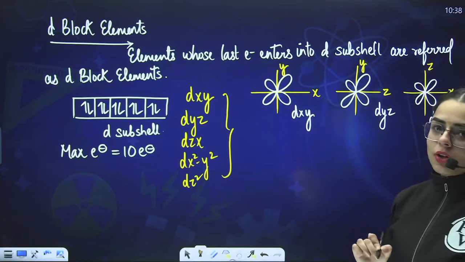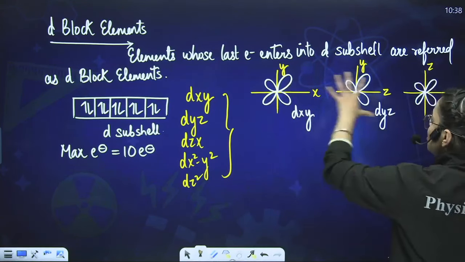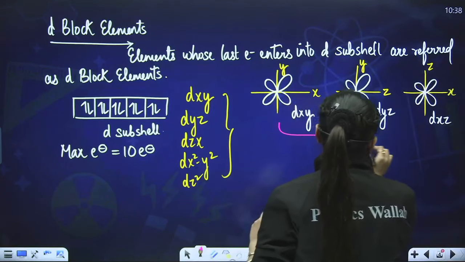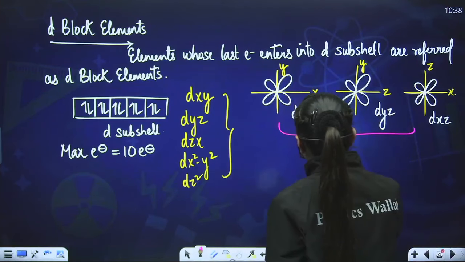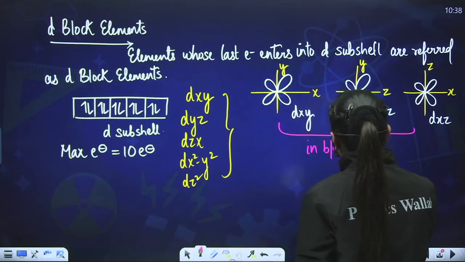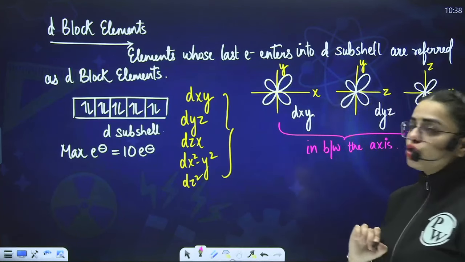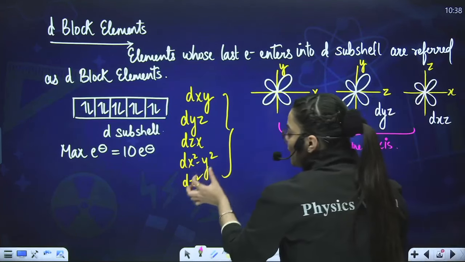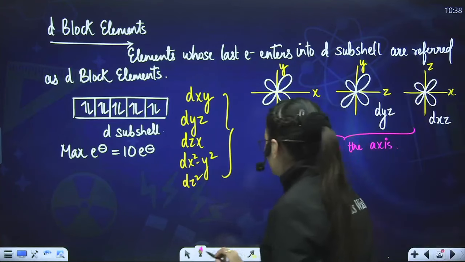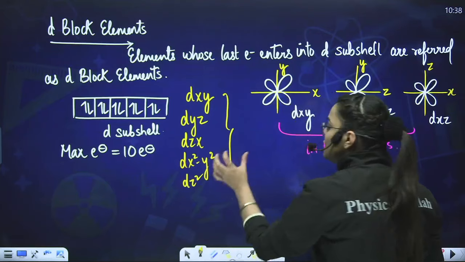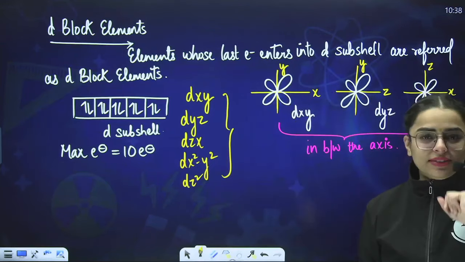Is it clear to you? Or dzx you can say. Now students, these are the ones in which we say that the lobes are present in between the axes. Now let us draw the structure for both dx square y square and dz square. Now if I talk about both of them students, then you should know that in both of these cases the lobes are present on the axis.